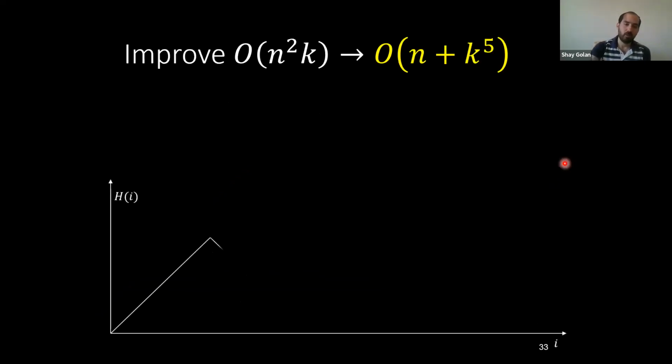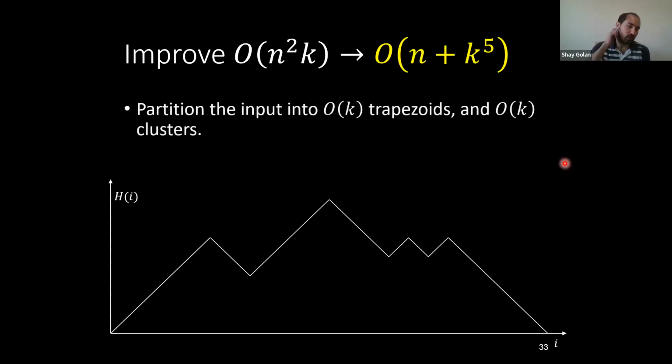So now, what do we do when we have a general input? We introduce in the paper a way to partition the input into order of k trapezoids. So for example, here we have T1, which is the degenerate trapezoid as before, and T2 is similar, and T3 here, as you can see, is not degenerate, it is really a trapezoid.